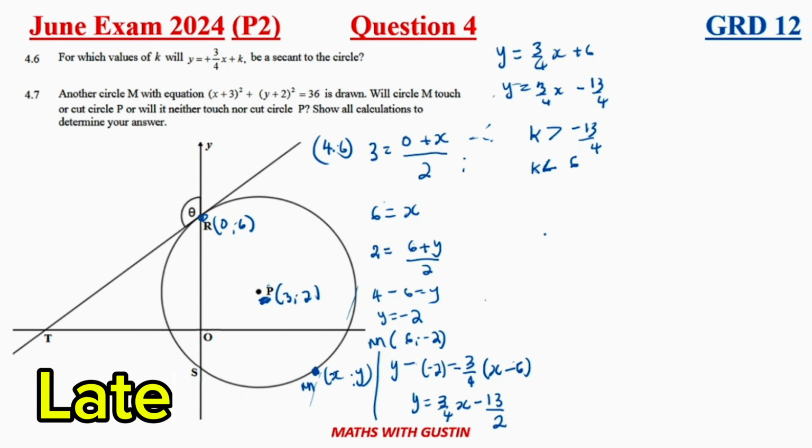Now let's move on to 4.7. 4.7 says another circle, center M, with this equation.